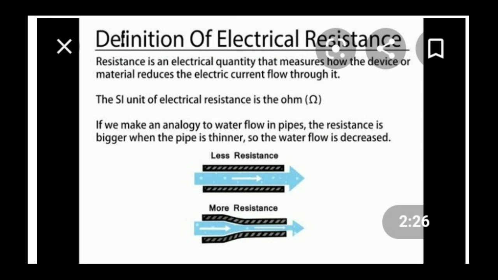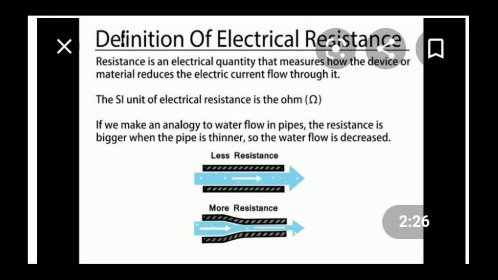The definition is given. Resistance is the electrical quantity that measures how a device or material reduces the electric current flow through it. Now, why is there a need for reducing the electric current? Because if a larger amount of electric current flows, it can cause damage to appliances. So there should be resistance for the electric current. This resistance is measured in ohm.